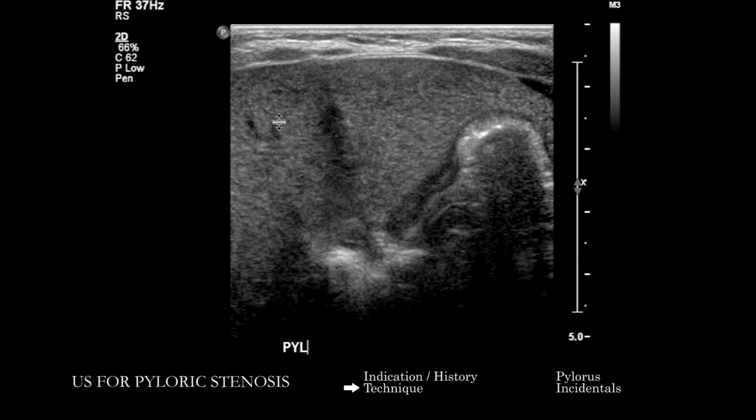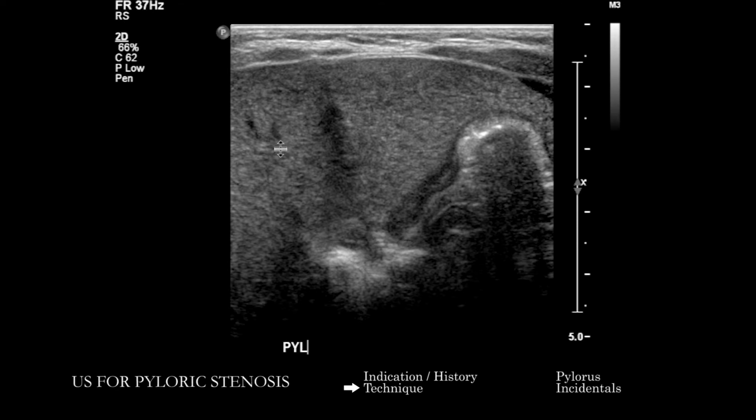If the patient's crying or there's too much bowel gas, you can feed for a little bit and see if that helps, but don't feed a large quantity, as that can alter the anatomy so that the pylorus moves into a posterior or more inferior position. That can make it a little bit more difficult to see. So if there's significant gastric distension.